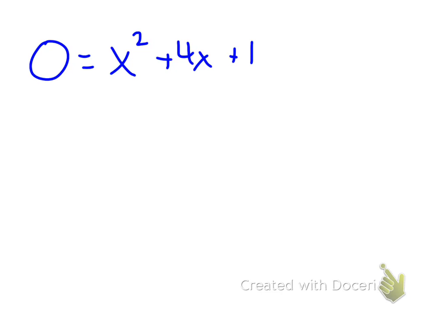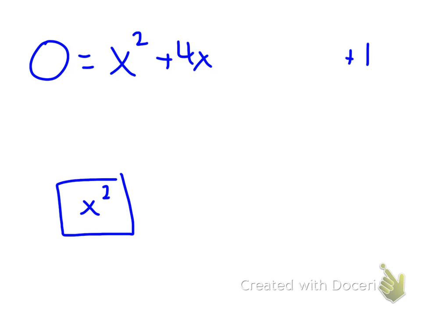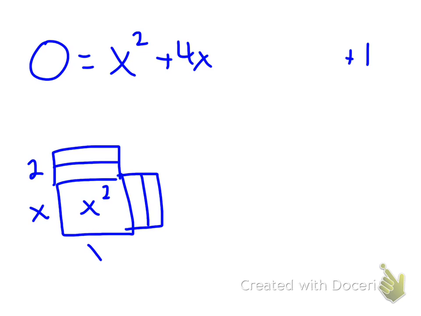Okay, hopefully you paused it and tried some here. The first thing I'm going to do is take this plus 1 and move it off to the side. I'm then going to take my x squared and my 4x's and start building a square. If I have 4 x's, that means I'm going to add 2 x's to each side. So I'm building an x plus 2, x plus 2 square.